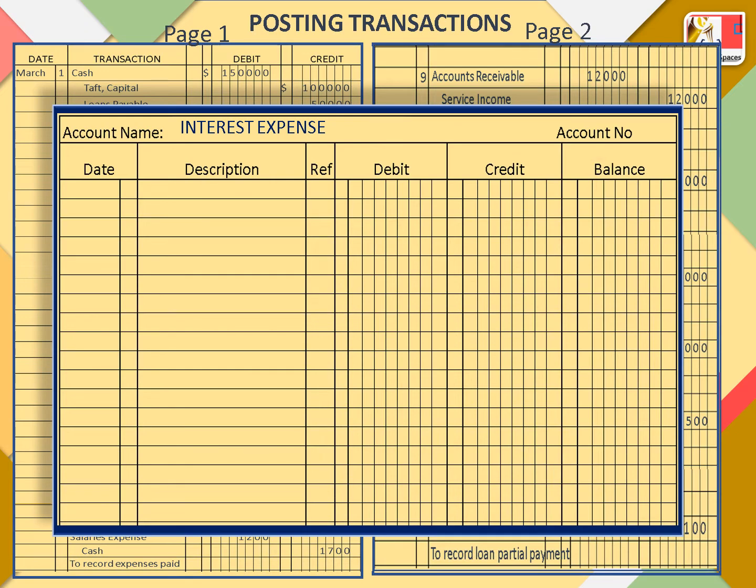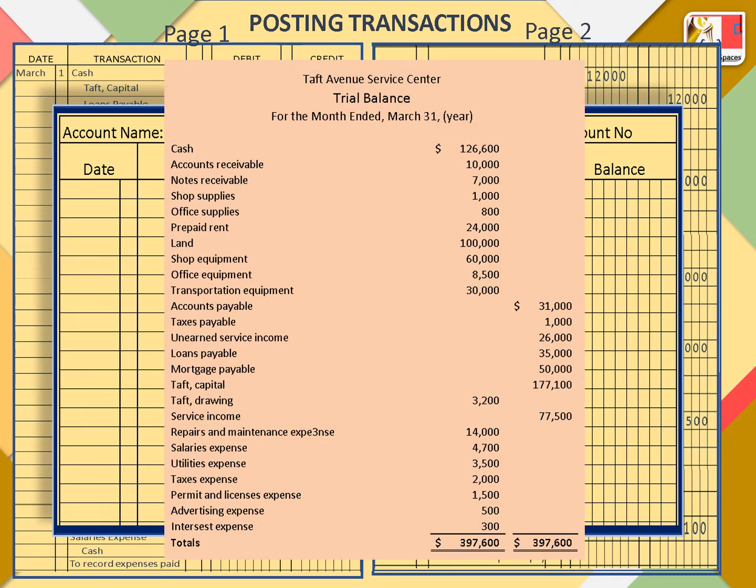The purpose of each ledger is to summarize the final balances of each account, so that a copy of a trial balance can be prepared, like this one appearing on the screen. That is right. After we have completed the posting of journal entries, we will prepare a copy of a trial balance. Keep watching and learning.